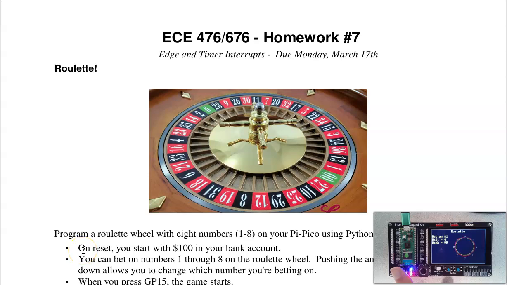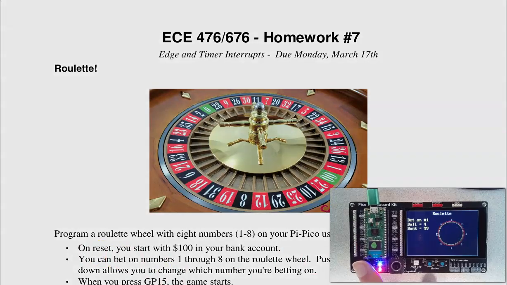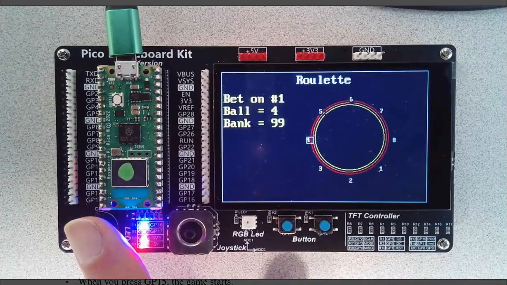Here are solutions to homework set number 7 for ECE 476-676, Advanced Embedded Systems. This homework set looks at using interrupts, specifically edge interrupts and timer interrupts, to build a roulette wheel. So what it should look like when you're done is something kind of like this.